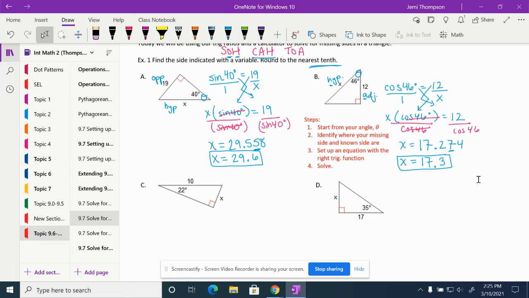Okay, problem C. Going through the same series again. Start from your angle. So where shall I write theta? At 22 degrees. Never at the right angle, always at the given acute angle. If they gave you both angles, you could choose, right? If they'd given me this angle on the right, I could use this angle, all right? I would just choose a different trig function and set up a different equation, which is still correct, all right? For consistency, I'm just saying if they give you one angle, use it.